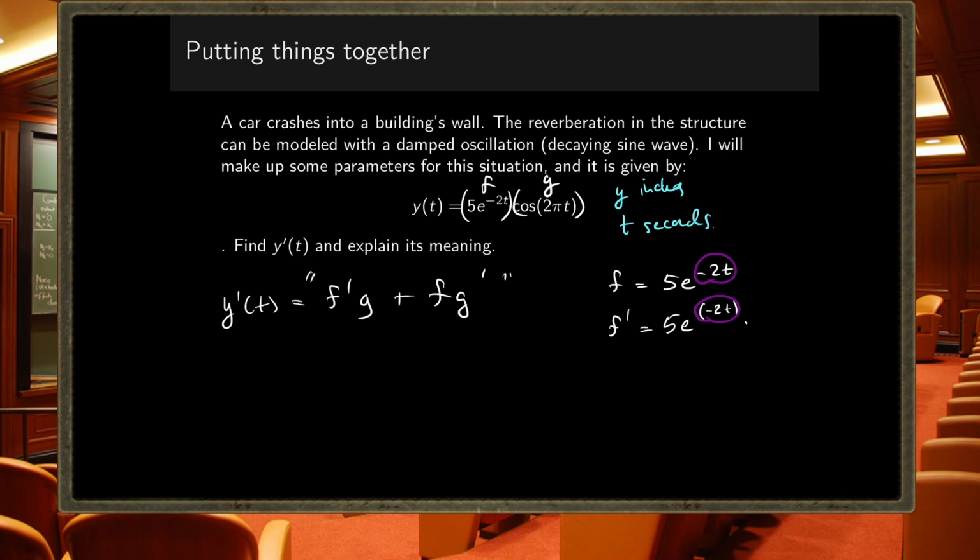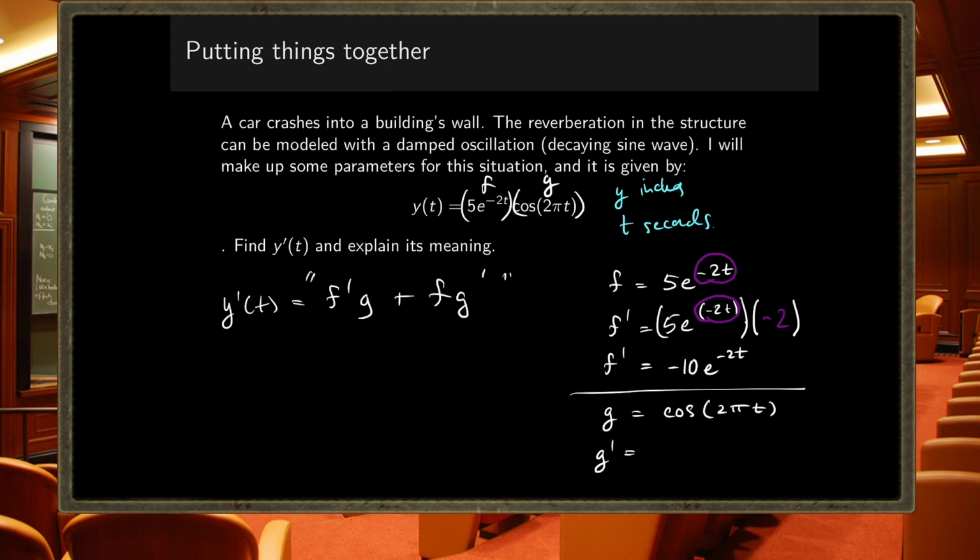So 5e to the something becomes my outer derivative times the inner derivative, which we know is minus 2, because that's just a linear function. So the derivative inside is just minus 2. So all told we get negative 10e to the minus 2t as my f prime. And so let's do the same thing for g. If we said g is cos 2 pi t, then what's g prime?